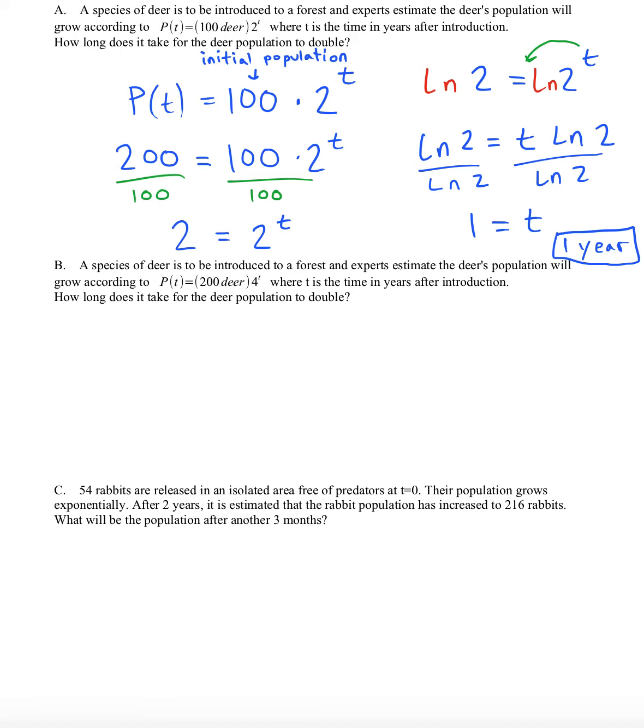In B, a species of deer is introduced into a forest, and experts estimate this time the deer's population will grow according to 200 times 4 to the t. How long does this population take to double? Well, once again, let's start with the original equation. And remember that the number attached to the base of the exponent is the initial population. So we want the population to double to 400.